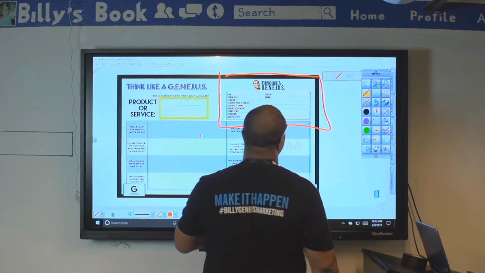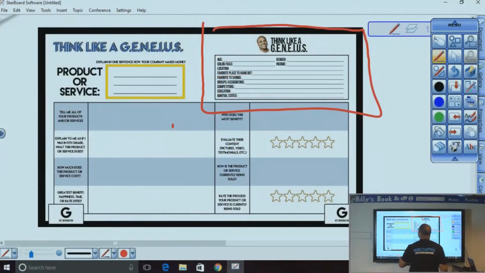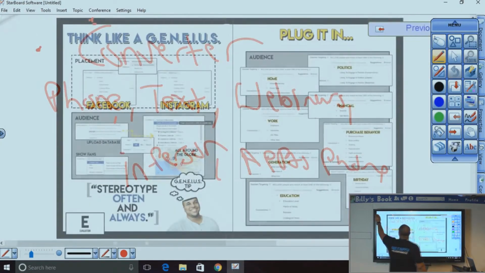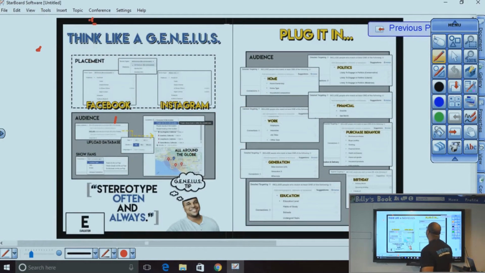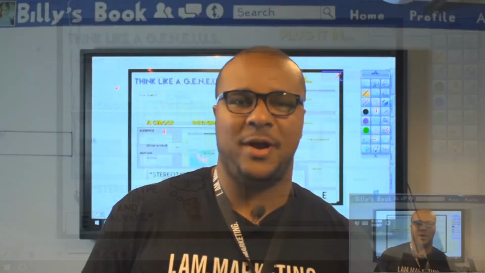This section here, essentially what you want to do is pull up this little card, and you also want to pull up this new worksheet here. Okay? This is called the Think Like a Genius Plug It In worksheet, baby. All you're looking at here is a print version of the advertising platform that is known as Facebook and Instagram. What I've realized from teaching for quite some time now is a lot of people don't even know or are aware of the capabilities of these platforms, so I thought I'd share with you.